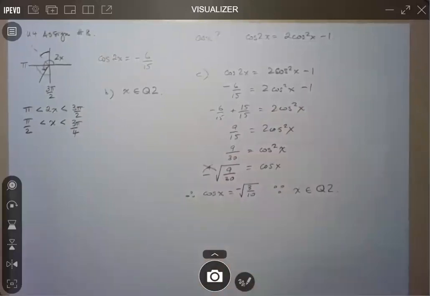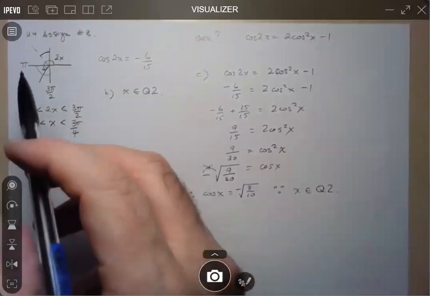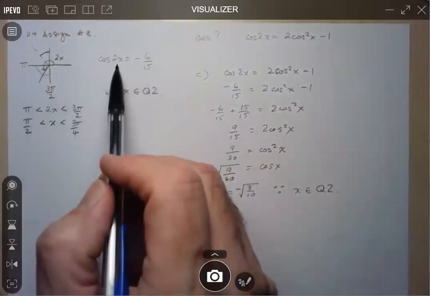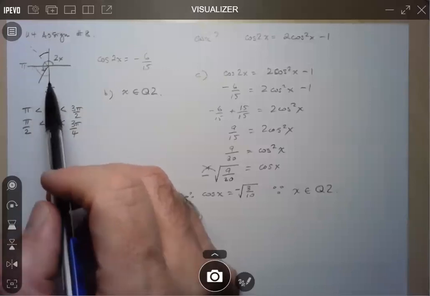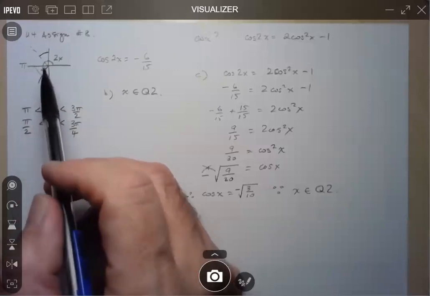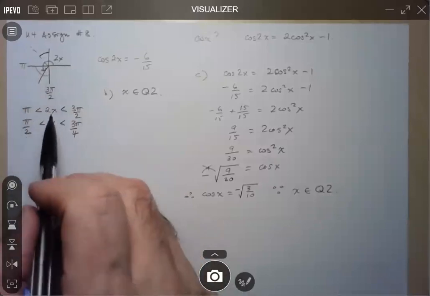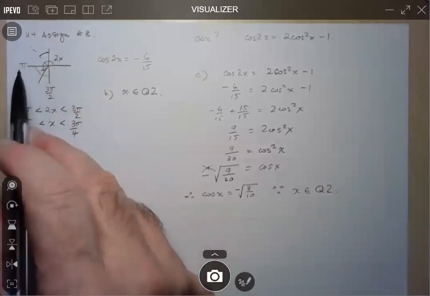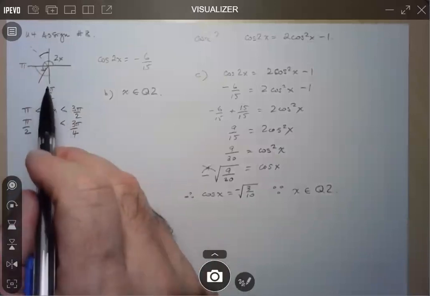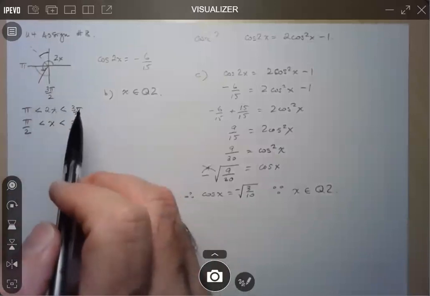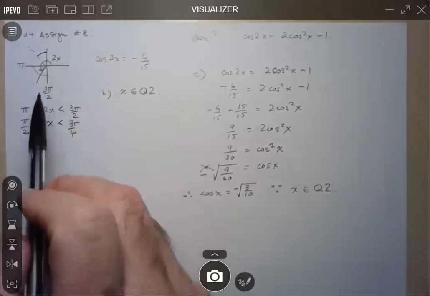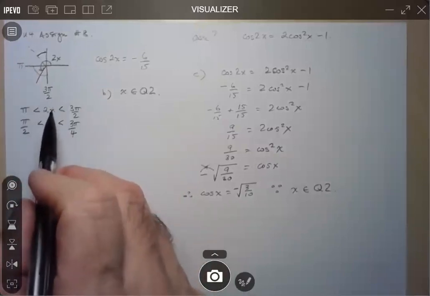Okay. Yeah, Samantha, go ahead. Sorry, I should have asked this before, but I'm still a little bit confused about how you determined it was in quadrant 2. So here what I did is, all they told me about 2x is that it's in the third quadrant. Now third quadrant's pretty big. So what I told myself is that if it's in the third quadrant, the angle 2x has to be bigger than pi and less than 3 pi over 2. Are you good with that? Yeah. So if I'm looking for x, that's just half of that.